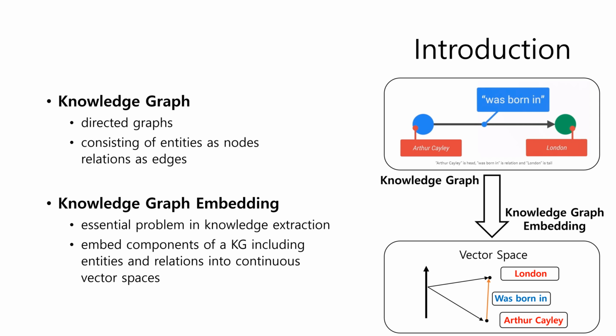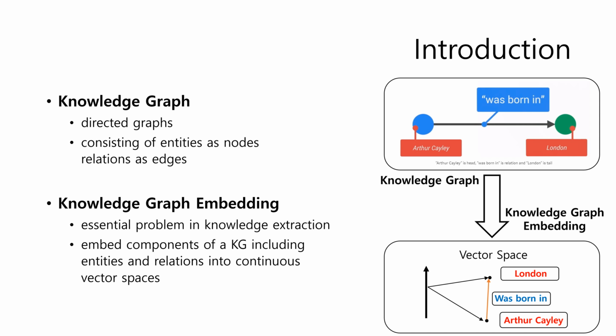Before we get into the topic, we should know what a knowledge graph is. A knowledge graph is a technology used to store complex structured and unstructured information. It's a directional graph that consists of entity nodes and relation edges. Generally, a knowledge graph encodes structured information of millions of entities and billions of relational facts.